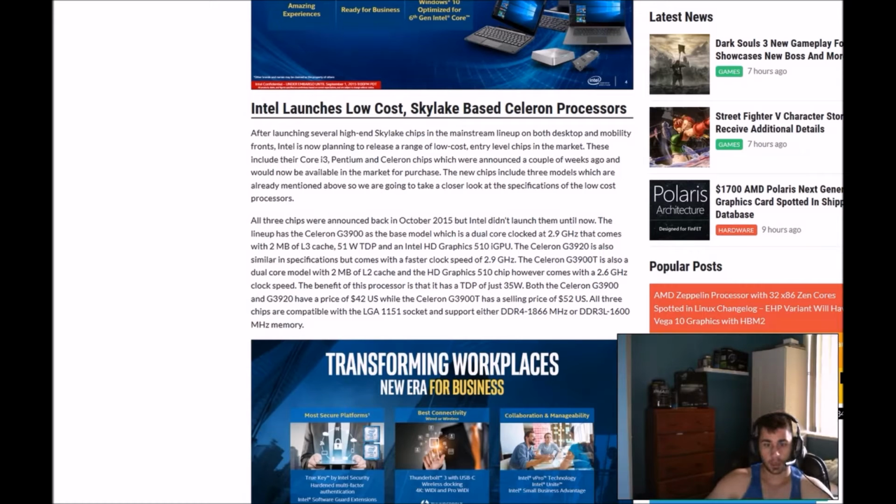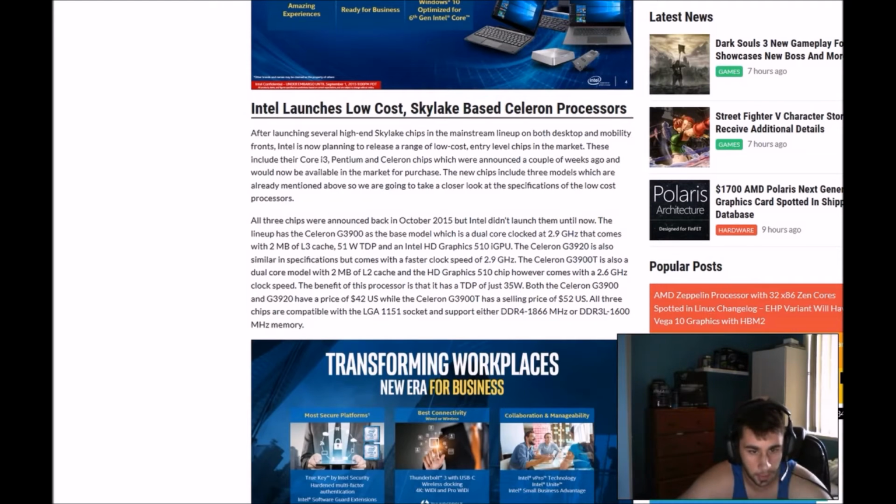The Celeron G3900T is also a dual-core model with 2 MB of L2 cache and a HD Graphics 510 chip. However, it comes with a 2.6 GHz clock speed. The benefit of this CPU is that it has a TDP of just 35 volt. Based on the Celeron G3900 and G3920, the price is just $42, while the Celeron 3900T has a selling price of $52.